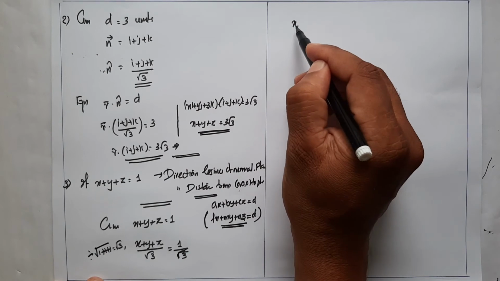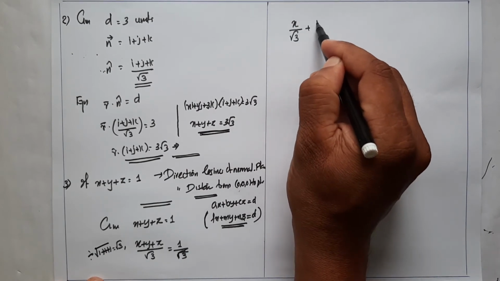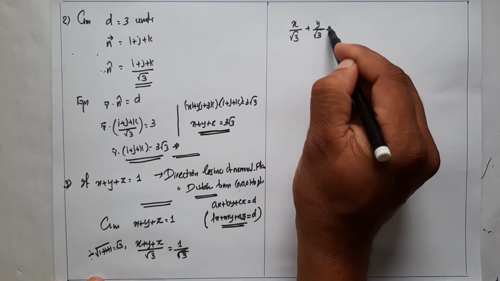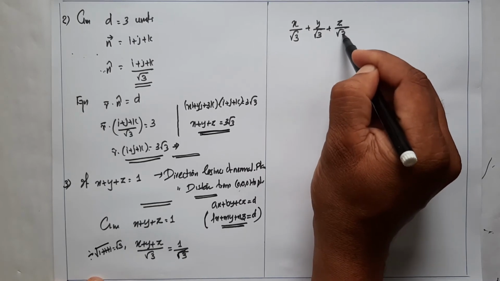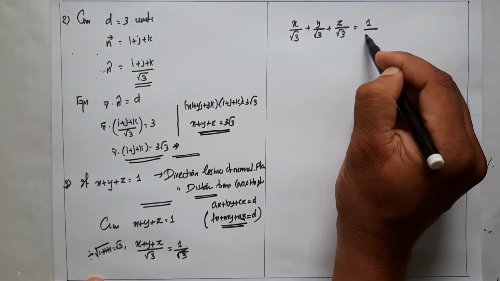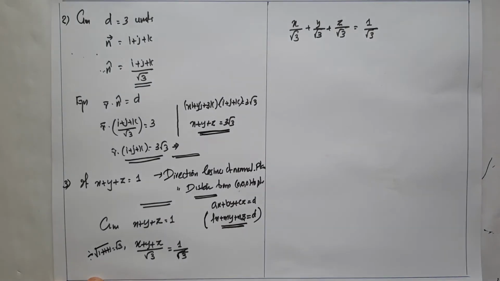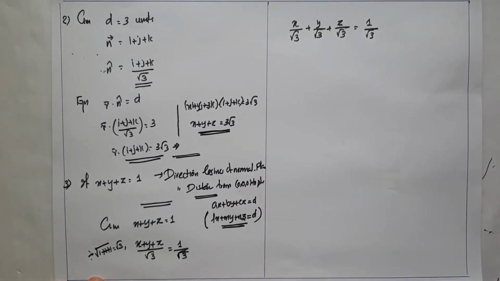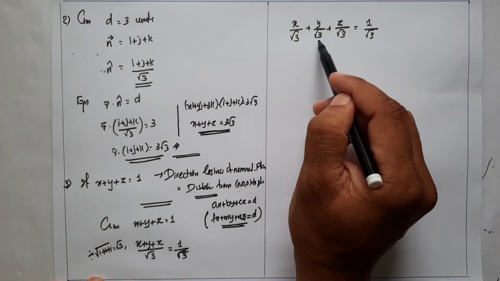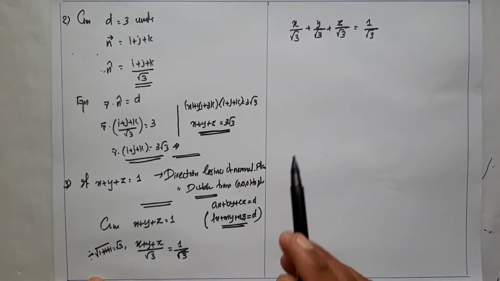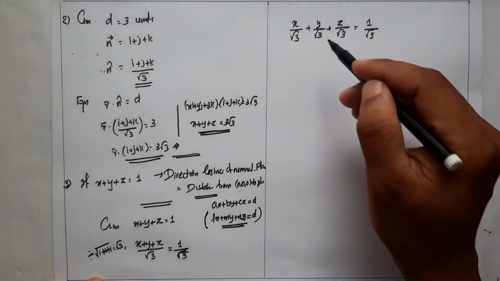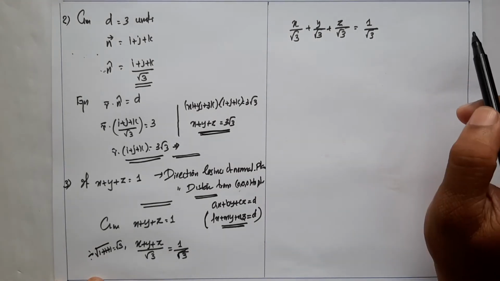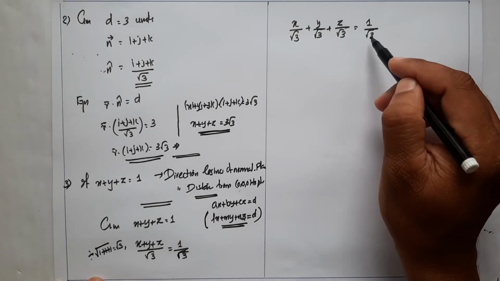Now we split: x by √3 plus y by √3 plus z by √3 is equal to 1 divided by √3. Clearly this is of the form lx plus my plus nz. L square plus m square plus n square gives 1, because 1 by √3 square plus 1 by √3 square plus 1 by √3 square is 1. And the right side is the distance from origin to the plane.